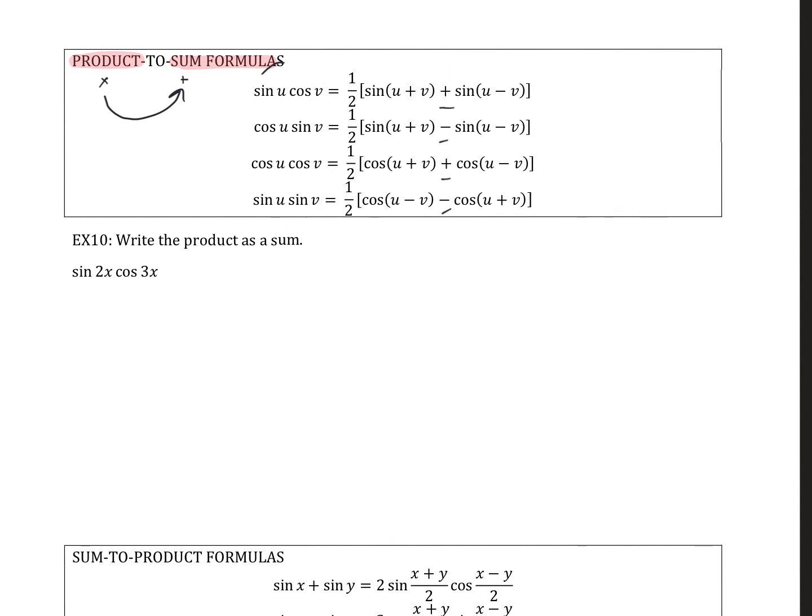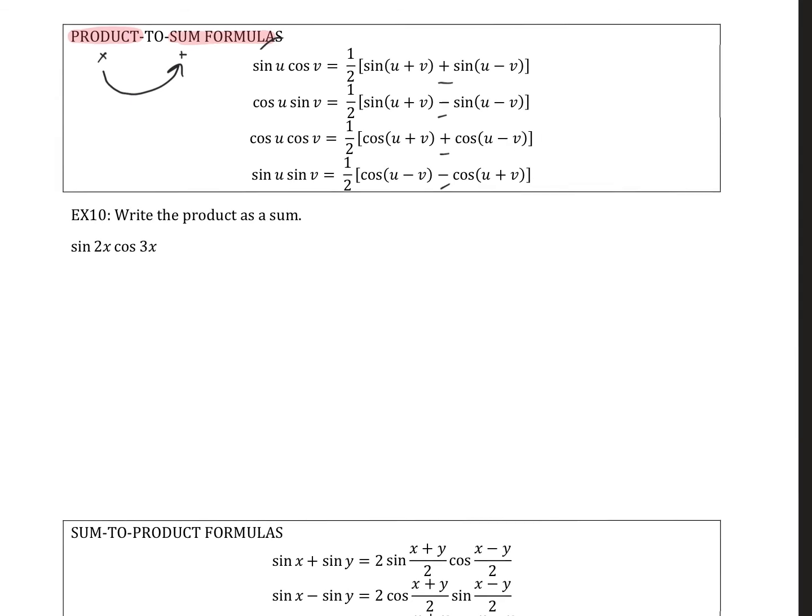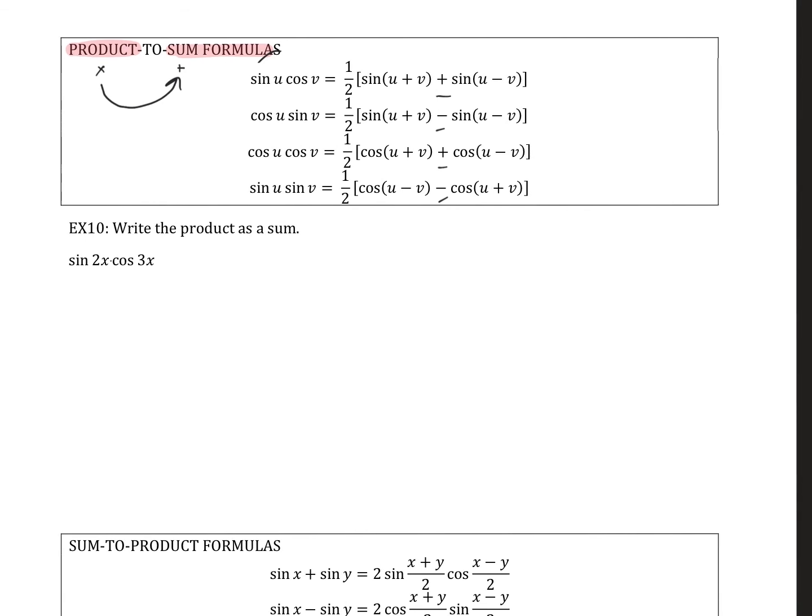Alright, so let's take a look at an example. Example 10. Write the product as a sum. So at the moment, it is a product because we have multiplication going on. So which one does this fit? We have sine times cosine. So sine times cosine, right here, we'll use the first one. So what will our u and v values be? Well, u we'll have right there, and then v we've got right there.